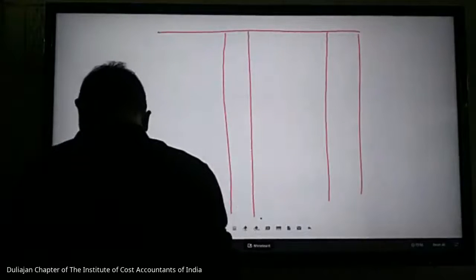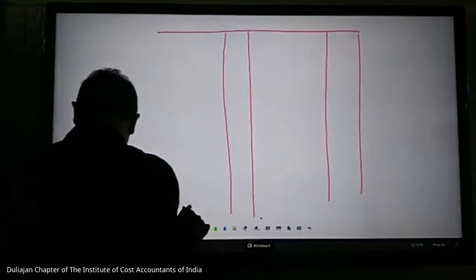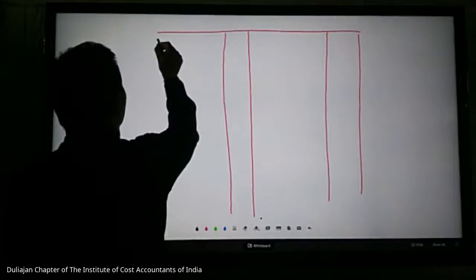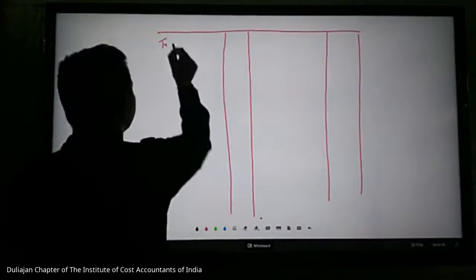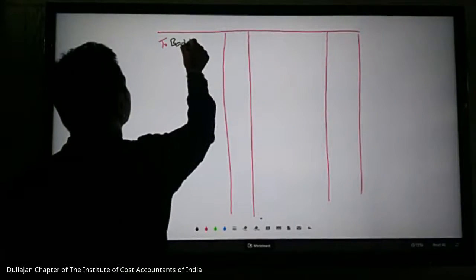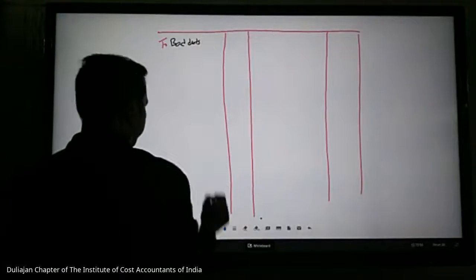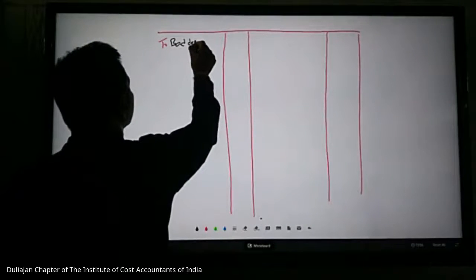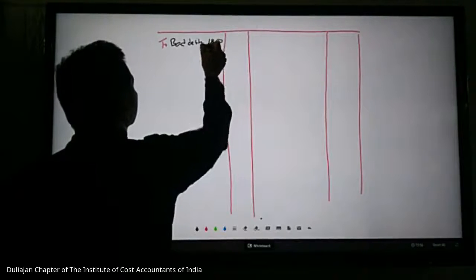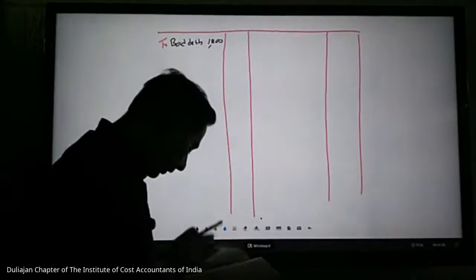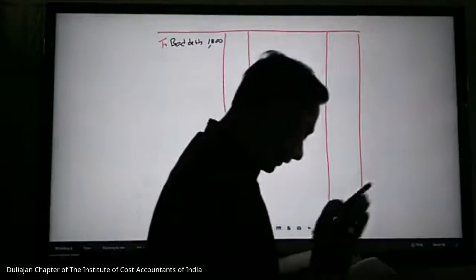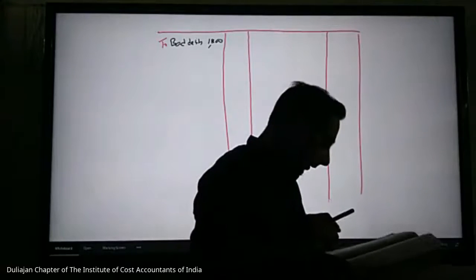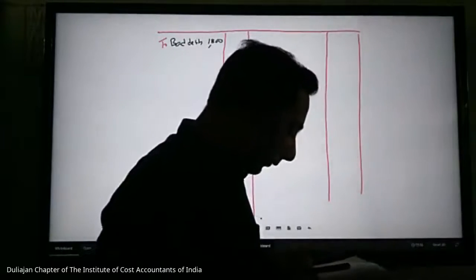Then, to bad debt 1,800. Here you see in the trial balance, credit side, provision for bad and doubtful debt 2,100, and another, make a provision for bad and doubtful debt 500.